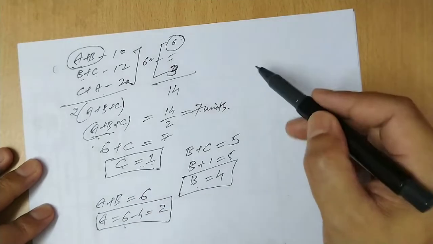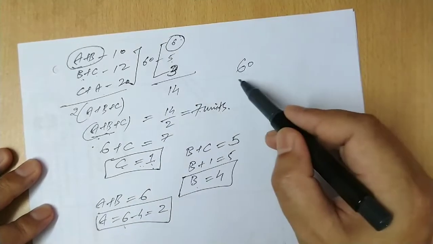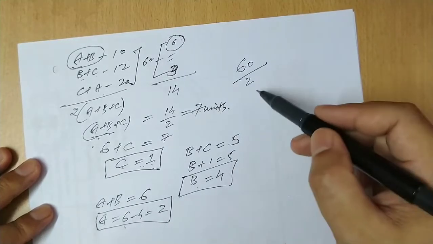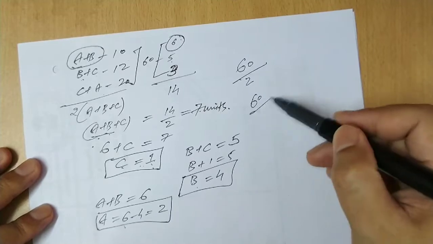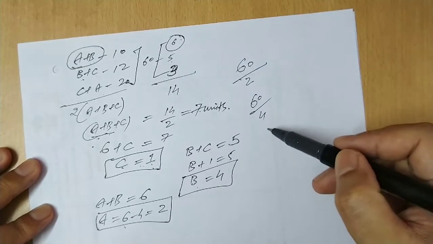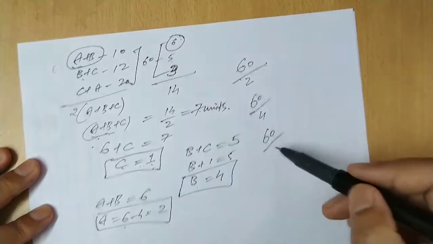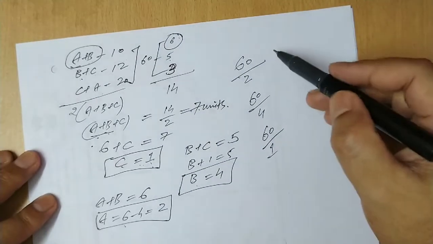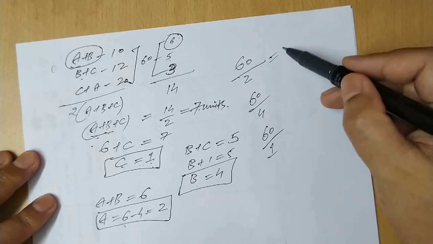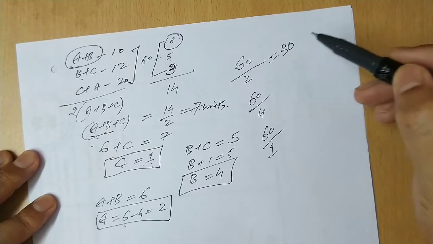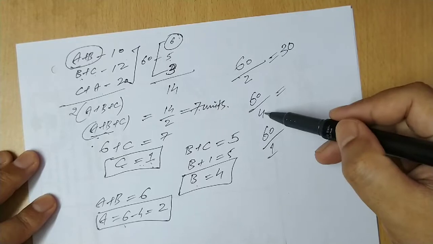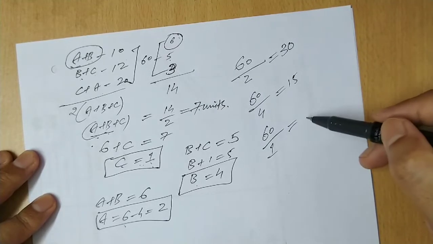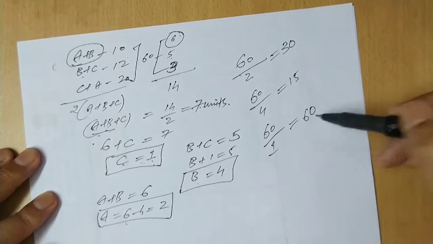So it's simple now. The total work divided by efficiency, 1 day's work. A is 2, so 60 divided by 2 is 30, 60 divided by 4 is B, and 60 divided by 1 is C. So if A works alone, A will take 30 days to complete the whole work, B will take 15 days to complete the whole work, and C will take 60 days to complete the whole work.